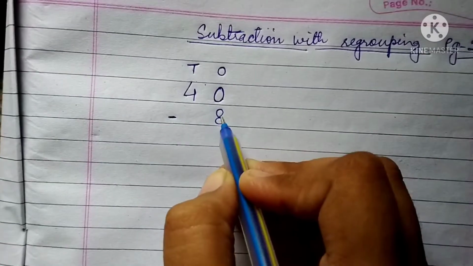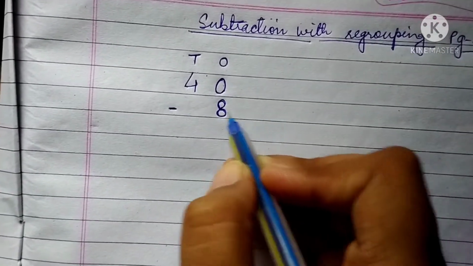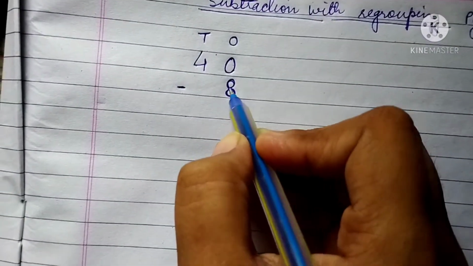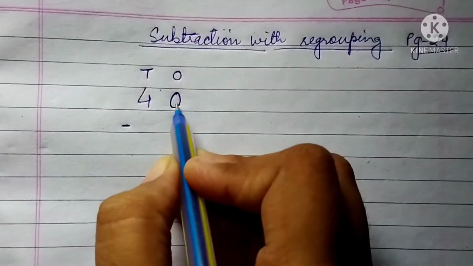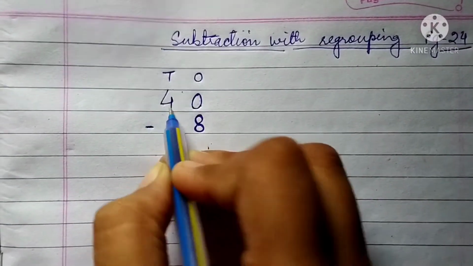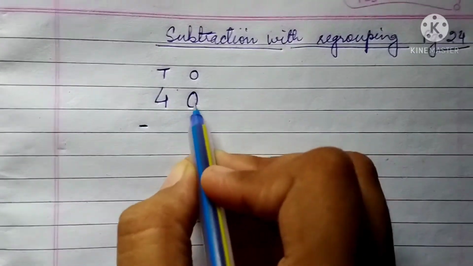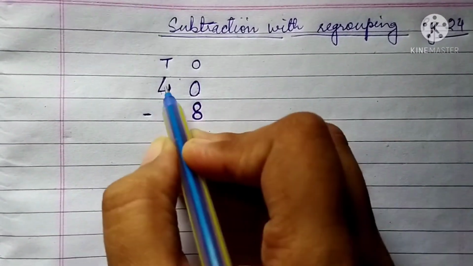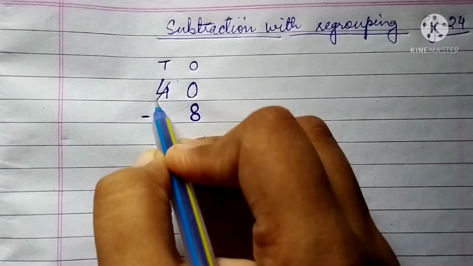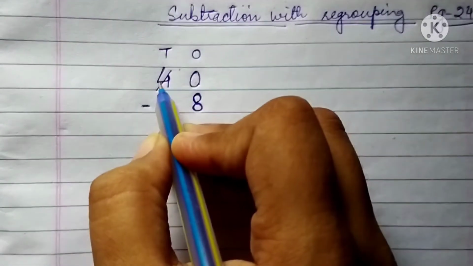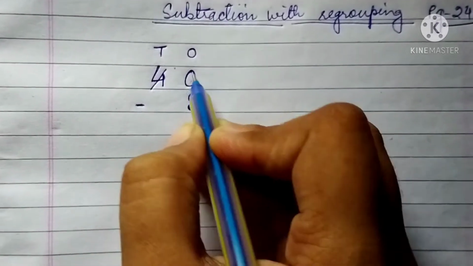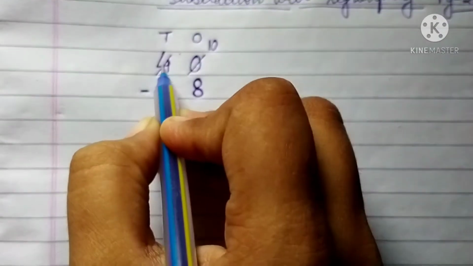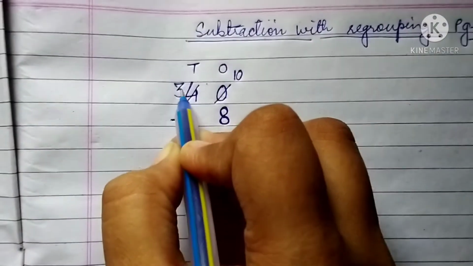First we have to subtract 8 from 0 ones. We have to subtract 8 ones from 0 ones, which is not possible, as you know that 8 is bigger than 0. So this 0 will have to take something from this tens place. Means this 0 will borrow 1 tens from this tens place, because we have 4 here. So this 4 will give 1 tens. This 4 tens will give 1 tens to this 0. So this 0 will become 10, and this 4 will become 3.